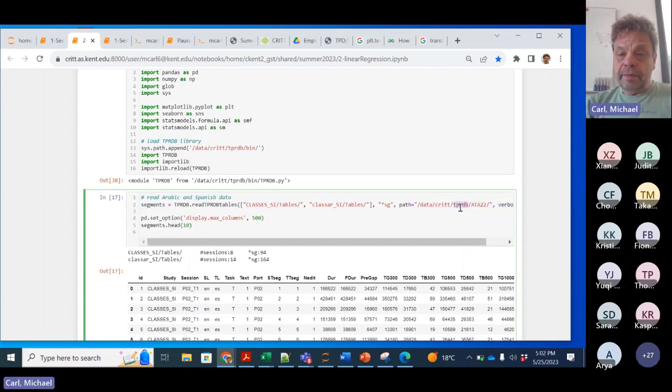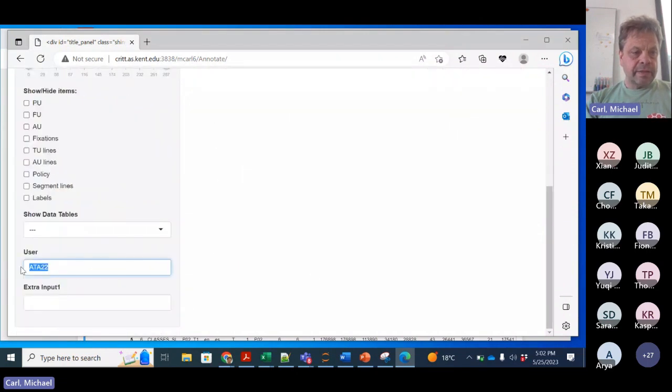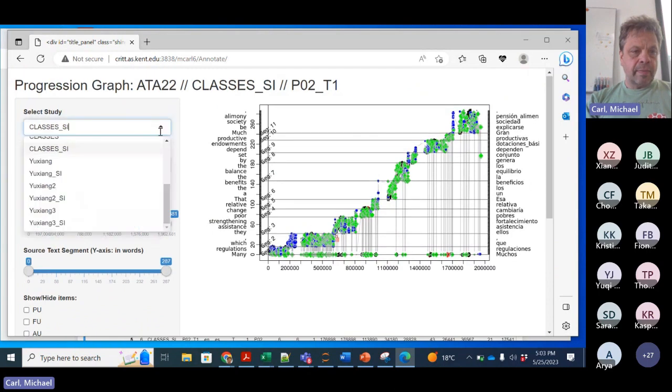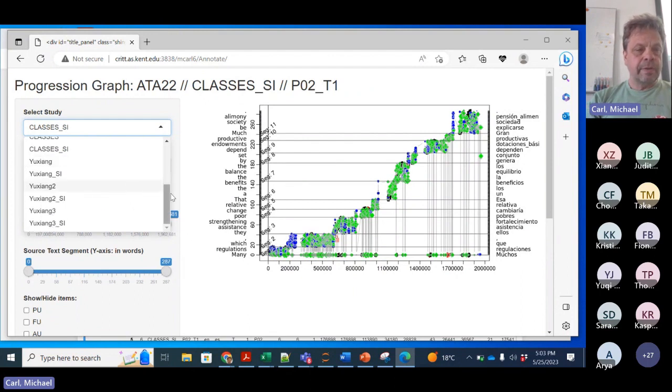And this path is data CRITT TPRDB, and then the user in this case is ATA22, and in this user we have a couple of studies. I can maybe just very briefly show this. So again, you can type here, this is the user ATA22, and there are a couple of sessions that we had in an experiment recently with ATA.